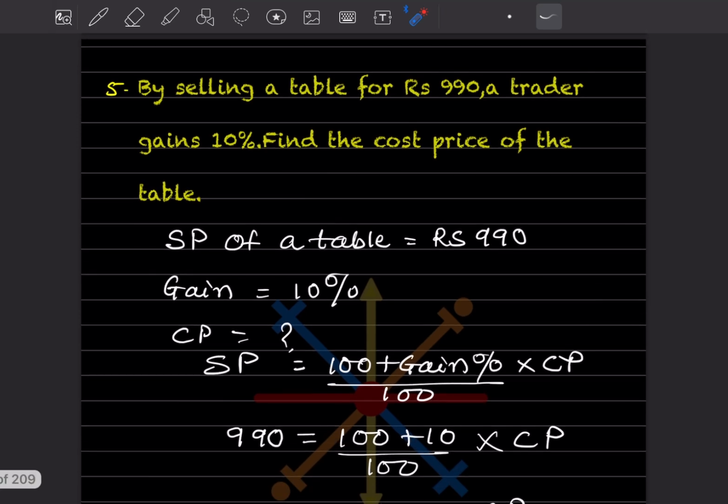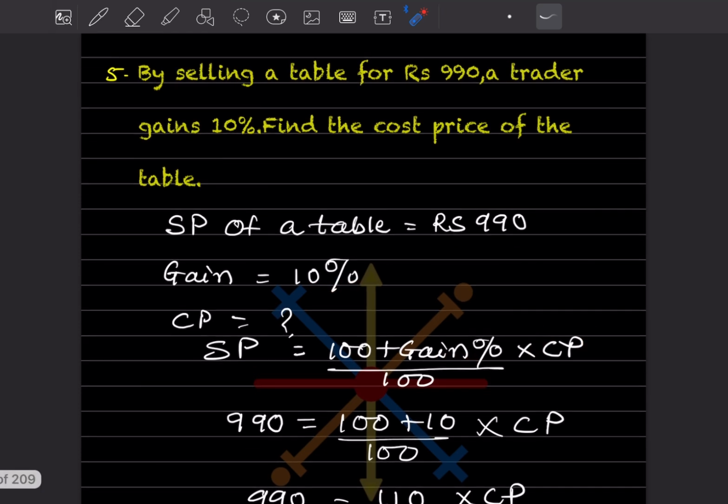Now we have a formula. We have these two given things, and we want the cost price. So we can use this formula: the selling price is (100 plus the gain percent) divided by 100 into cost price. Because we know the selling price and the gain percent, we can find out the cost price.